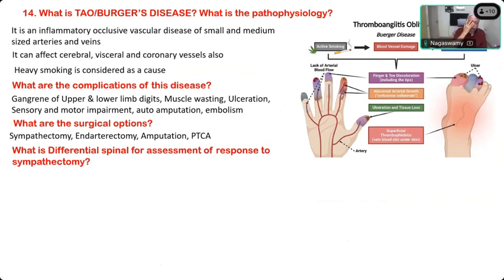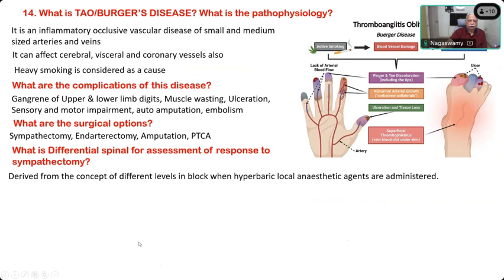When there is vasoconstriction in the peripheral part of the limbs, the skin will become cold because of the lack of blood supply. The warmth will not be there. So if there is an increase in temperature of 1 degree before the block and after the block, then you can say the patient will definitely benefit from doing this sympathectomy.